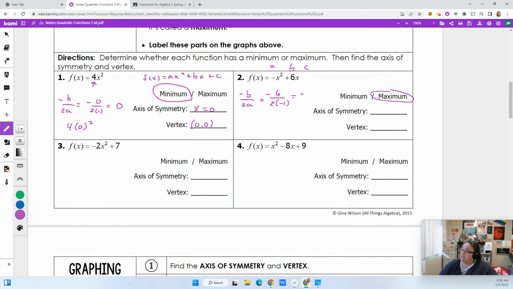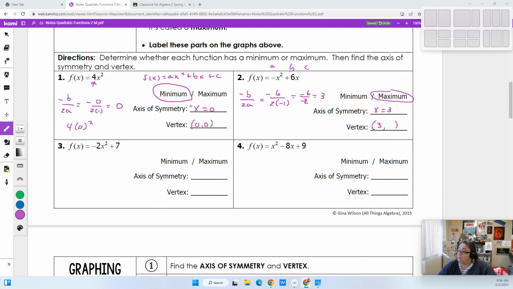And that's going to give me negative 6 over negative 2. And I only say it that way so that you can see that it comes out a positive. And so our axis of symmetry is at x equals 3, which means that the x value of our vertex is 3. And we have to find the y value by plugging in 3 for all our possible x's.